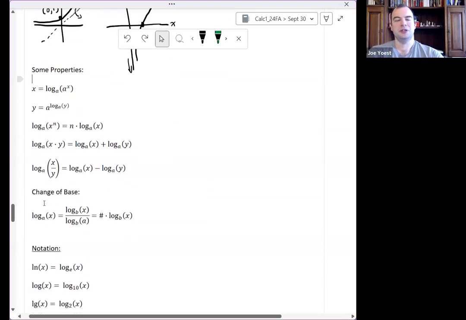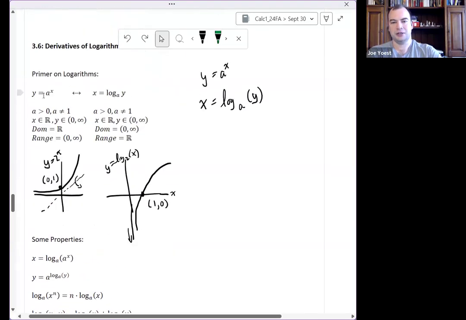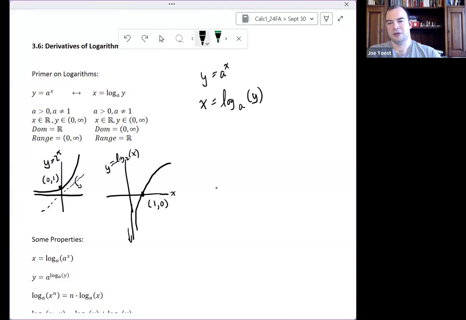But we have a bunch of properties of the logarithm. If I take log base a of a to the x, again, these are inverse functions of one another. So x equals log base a of y, but what is y? a to the x.